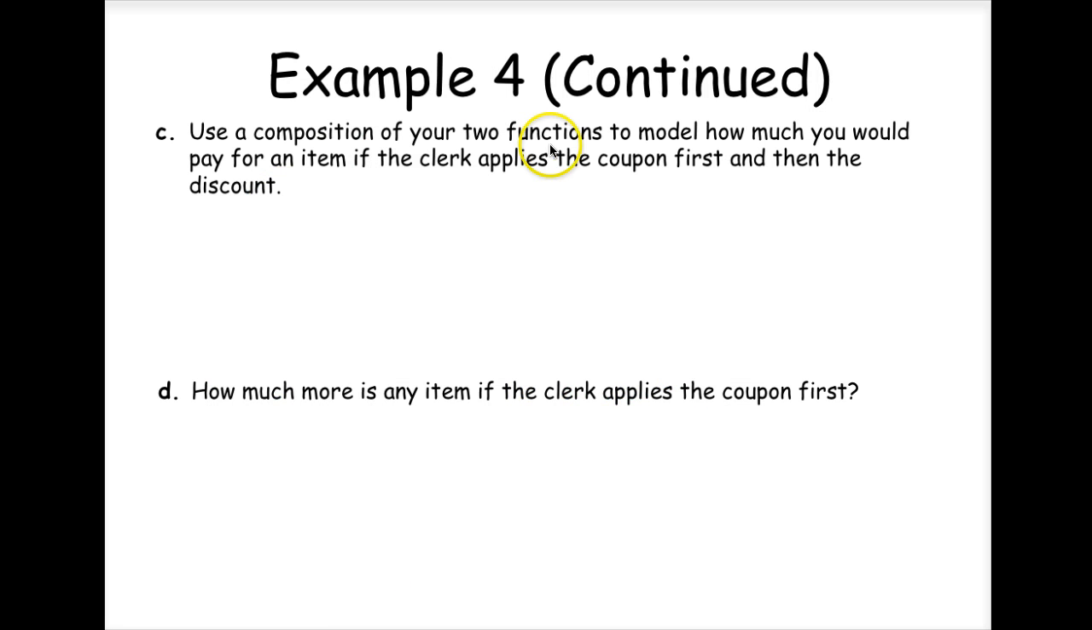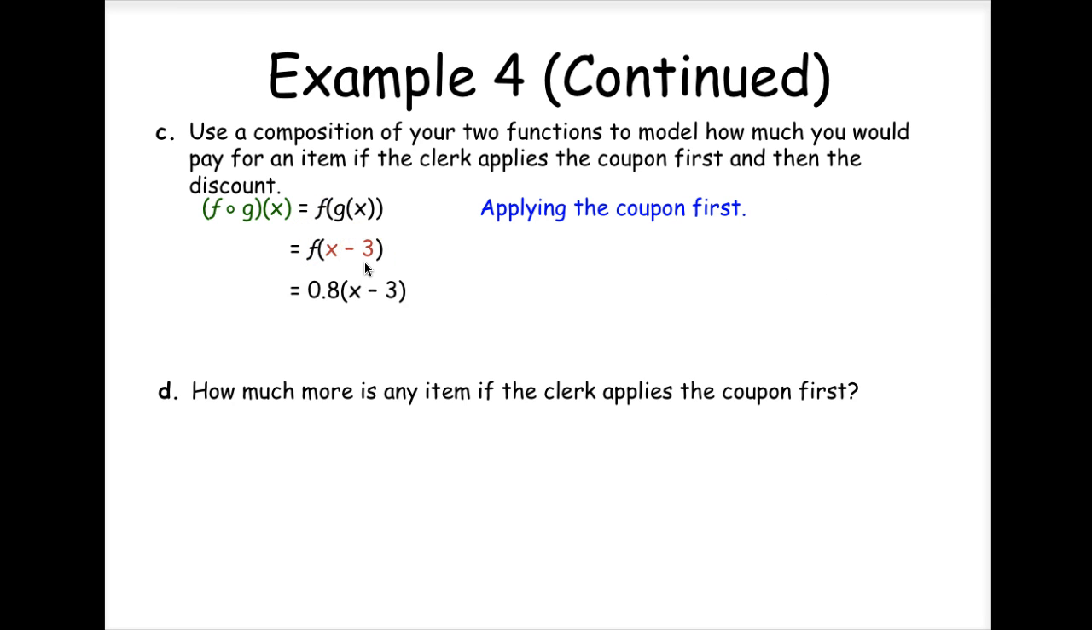Use a composition of your two functions to model how much you would pay for an item if the clerk applies the coupon first and then the discount. So it's going to be f of g of x. g of x is x minus 3, and f of x is 8/10 times (x minus 3). So that would be applying the coupon first.